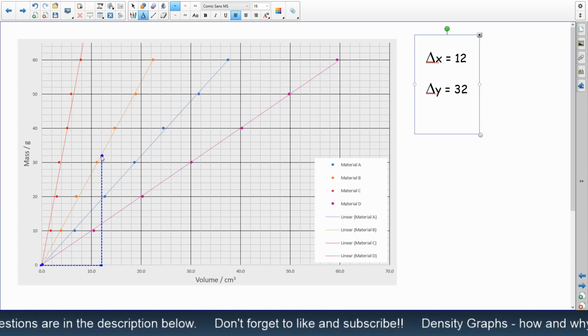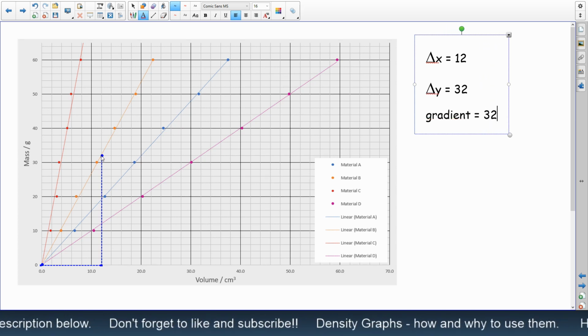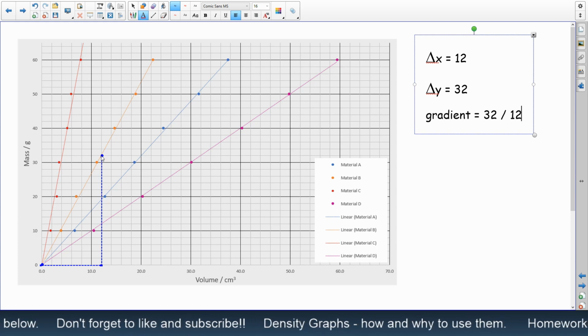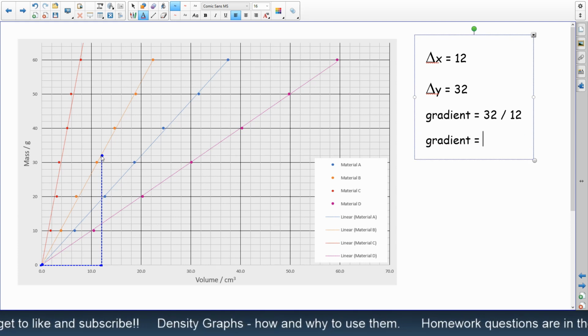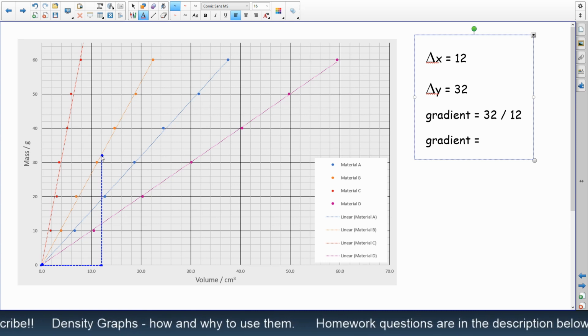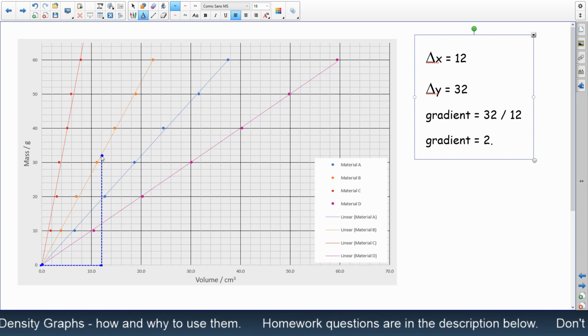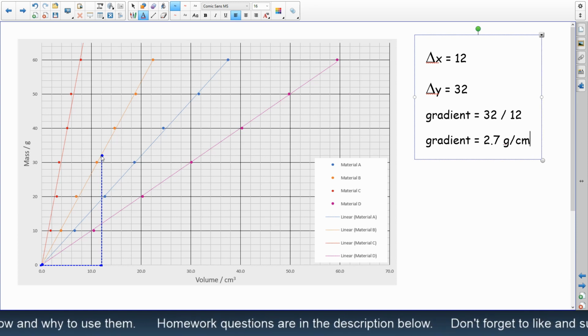Okay, so my gradient is equal to my change in y, 32, divided by my change in x, which is 12. So my gradient is equal to 32 divided by 12, which comes out as 2.6 recurring. So we'll call it 2.7 grams per centimeter cubed.